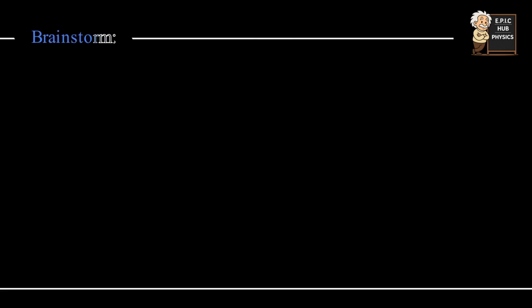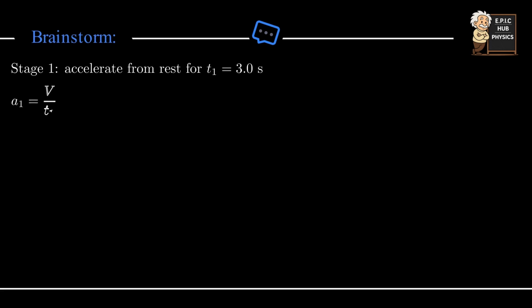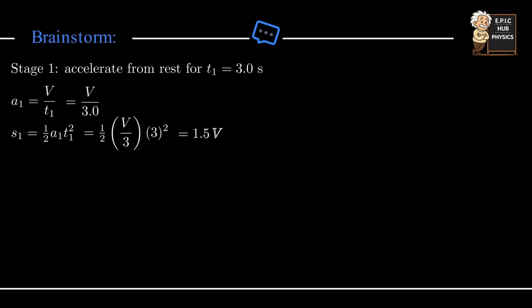Now let us analyze the motion step by step. First, consider stage 1, where the object accelerates from rest for 3.0 seconds. Since it starts from rest and reaches speed v, the acceleration is v divided by 3.0. The distance traveled during this stage is 1/2 multiplied by acceleration multiplied by time squared. Substituting the values gives distance in stage 1 equals 1/2 multiplied by v divided by 3 multiplied by 3 squared. This simplifies to distance in stage 1 equals 1.5 v.